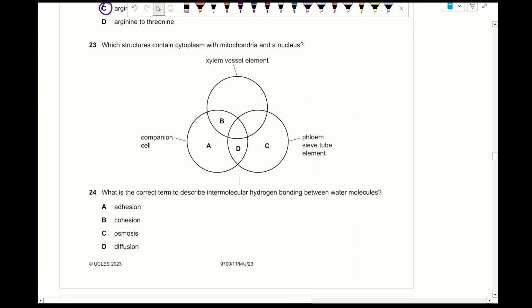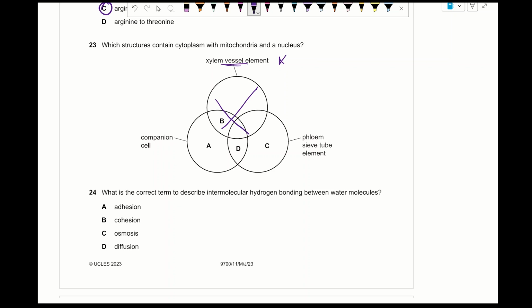Number 23. Which structures contain cytoplasm with mitochondria and a nucleus? So let's see the suggestions that we have here. We have xylem vessel elements. This is totally incorrect for both. The reason for this is that xylem vessel elements are hollow, dead cells. Therefore, they lack both a nucleus and a mitochondria. Therefore, this is totally incorrect.